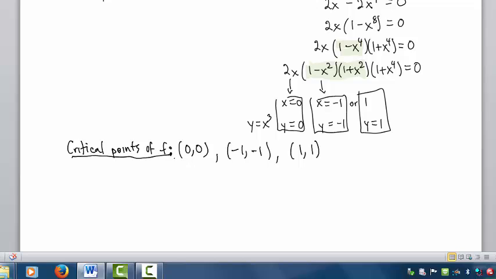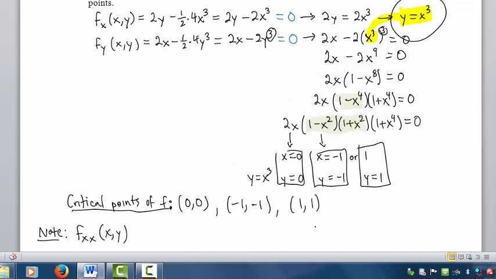The next thing we are going to do is classify those critical points. We use capital D, the determinant, or as I like to call it, the determinator. First, we will need to compute some second partials. So if the first partial of f with respect to x is 2y minus 2x cubed, then the second partial of f with respect to x would be -6x squared.